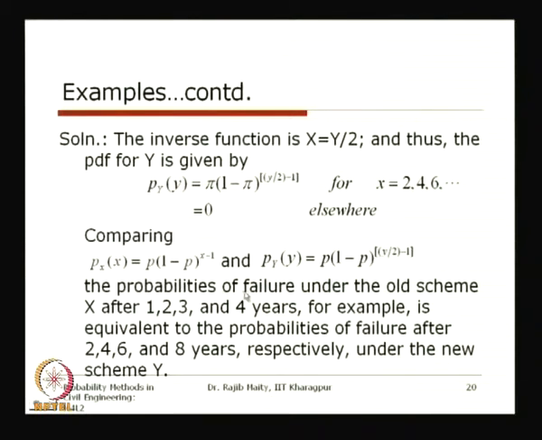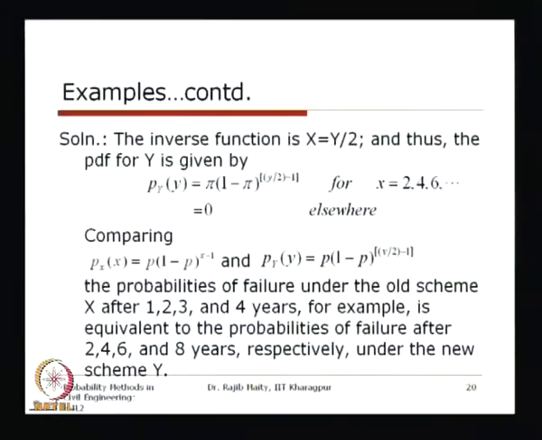So, the probability of failures under the old scheme x after 1 year, 2 years, 3 years and 4 years, for example, is equivalent to the probability of failure after 2 years, 4 years, 6 years and 8 years respectively, and it can go on in this way. Even though this is a very straightforward application for a discrete random variable, the concept is the same. When we are talking about the one-to-one transformation, we are finding the respective domain for the new random variable and finding their probabilities.